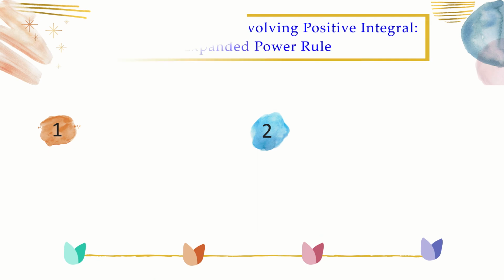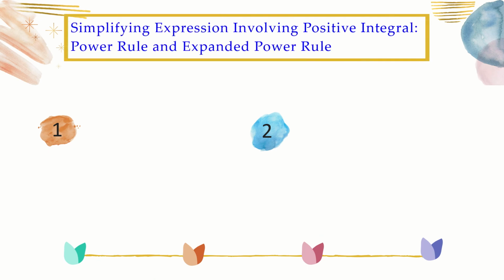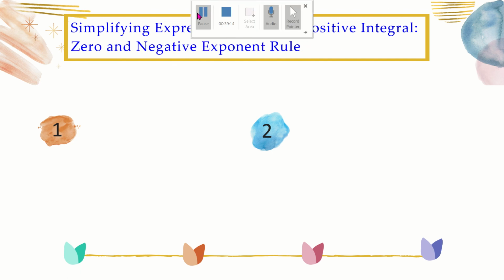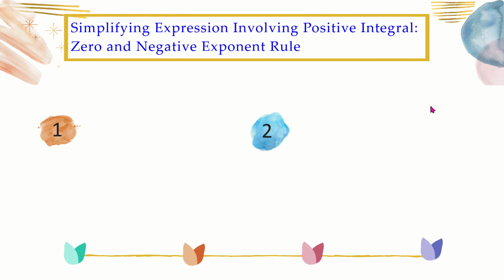So we are now in our last lesson. Murag third lesson na niya, no? The lesson number 3 is entitled Simplifying Expressions Involving Positive Integral Exponents Using Power Rule and Expanded Power Rule. Sakto ba ni? Murag dili ni siya, negative exponent ni siya. Sorry. Okay, so going back to our discussion, we are now in lesson number 3. So the correct lesson number 3 is simplifying expressions involving positive integral exponents, wherein we will be using zero and negative exponent rule.